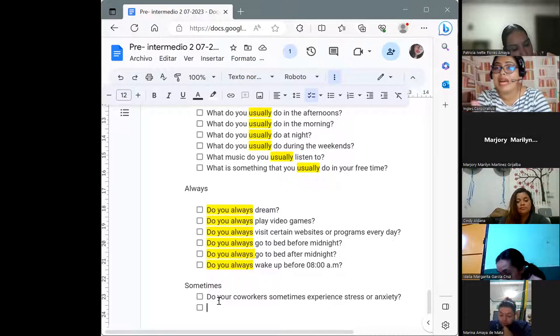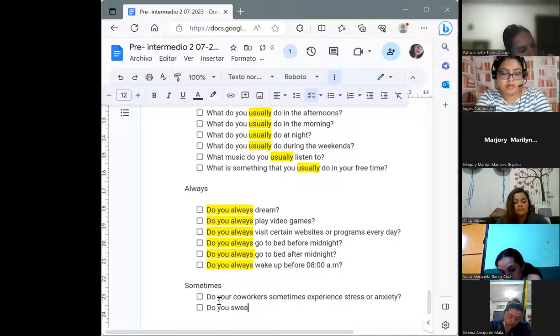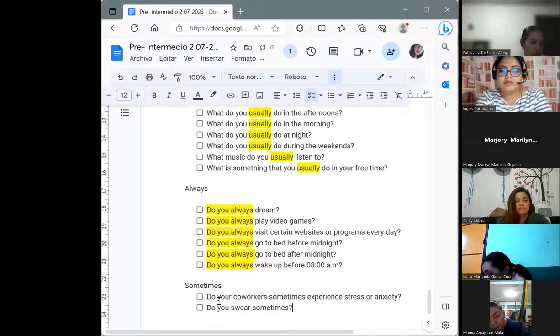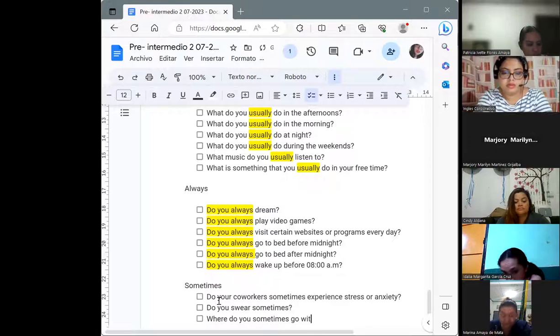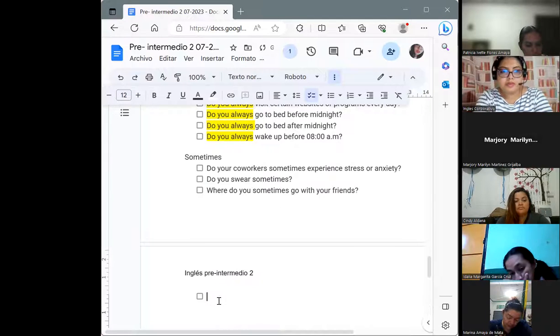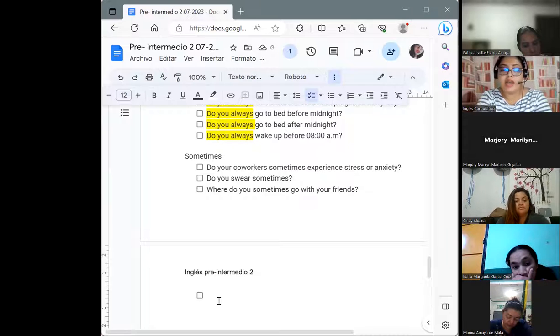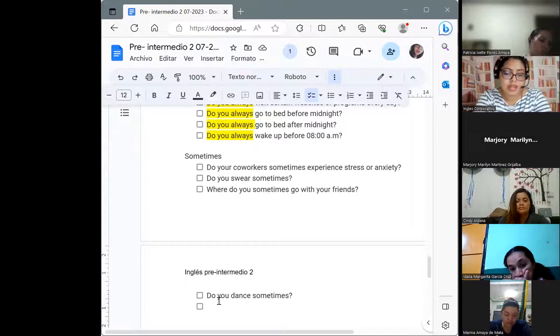In this case, we have the word sometimes at the end. Do you swear sometimes? Maybe when we are very, very angry. That is something like that. Where do you sometimes go with your friends? Do you dance sometimes? Maybe when it is a party, maybe when I am cooking, maybe when I am happy, or maybe when I am playing with my kids. Kind of questions like that.